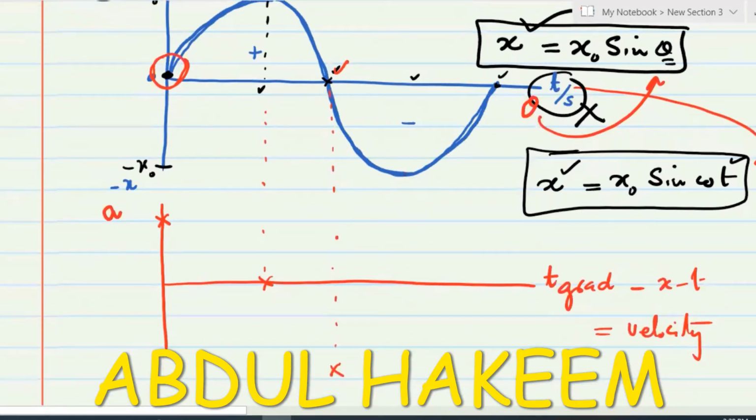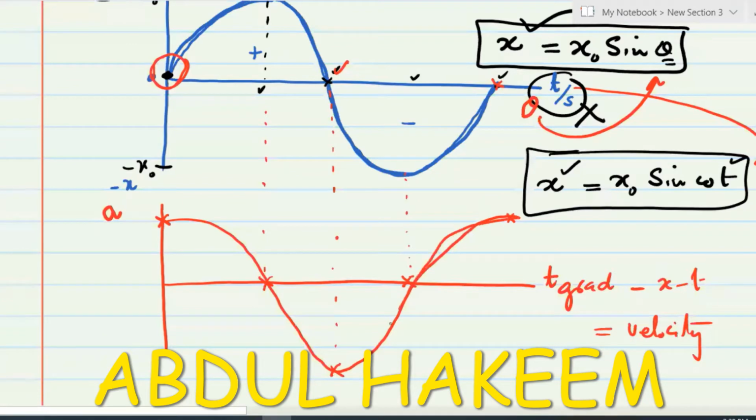And at this point, turning, the gradient is 0. At this point, the gradient is maximum and positive. So these are the 5 points. When you join them, the shape of the graph is this. Sorry, this is not acceleration. This is velocity, because the gradient of a displacement-time graph is velocity. This is the velocity-time graph.